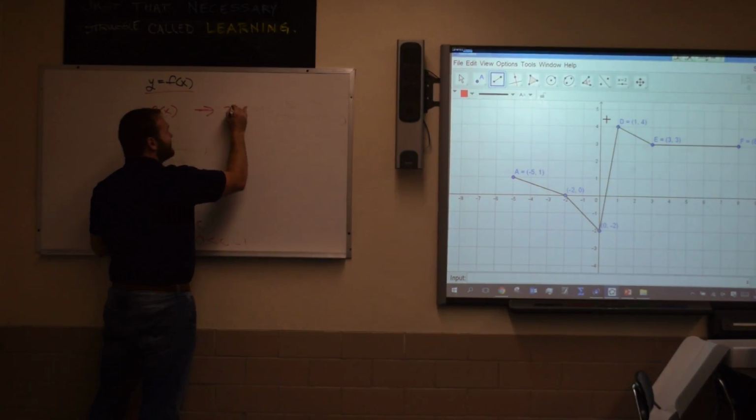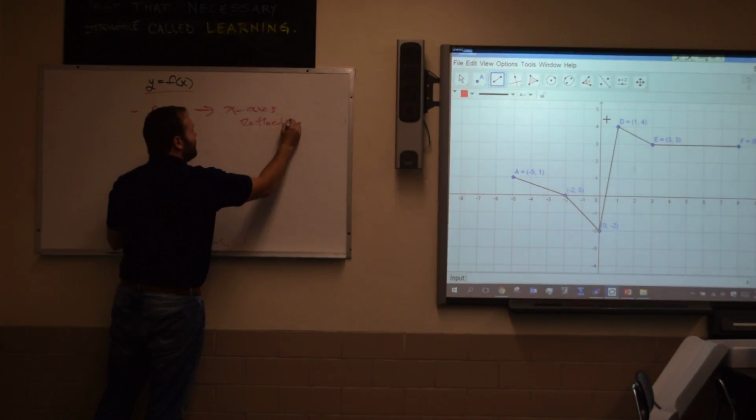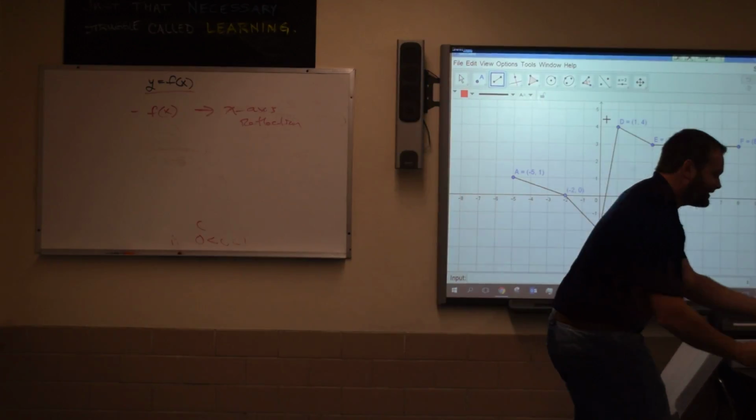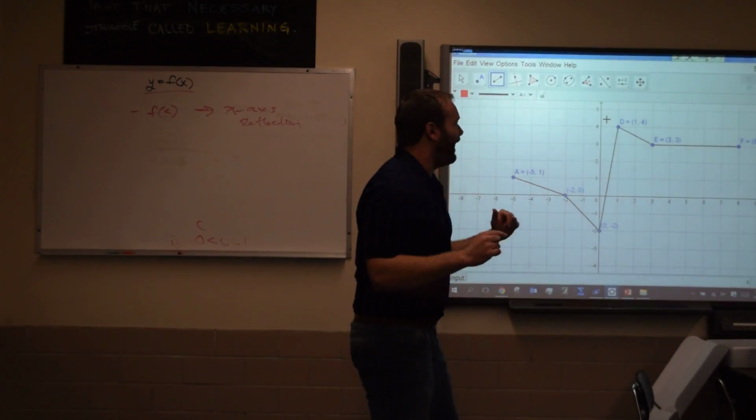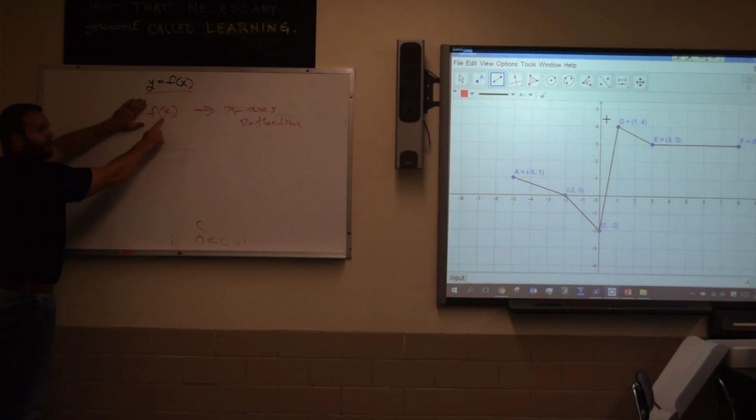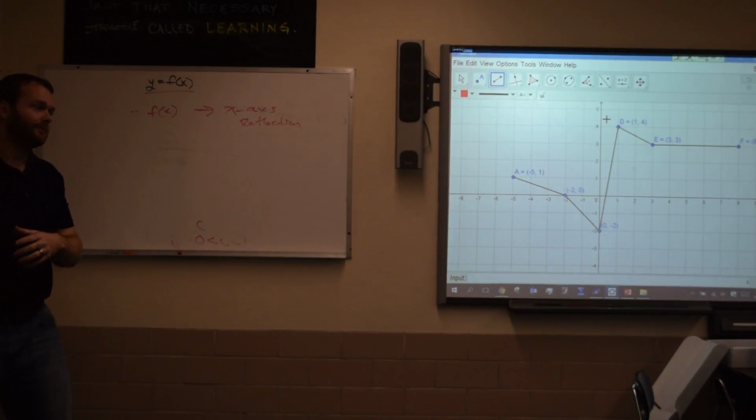Good. X-axis reflection. Okay, so we're going to reflect across the x-axis. If I reflect across the x-axis, what values are impacted? We've talked about these mean y values, right? You're putting a negative in front now. So what values, what coordinates are getting impacted?